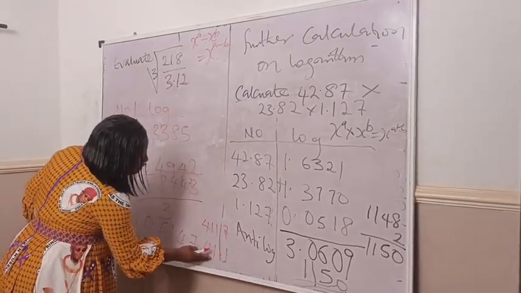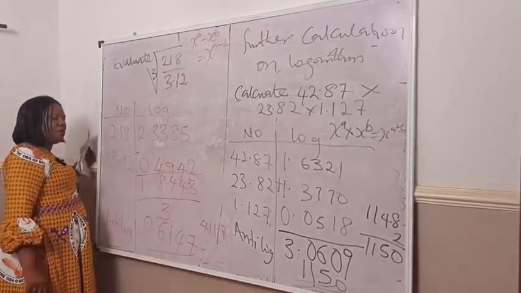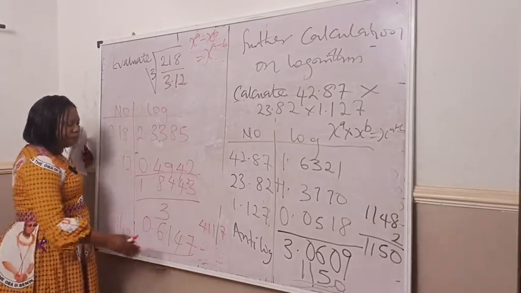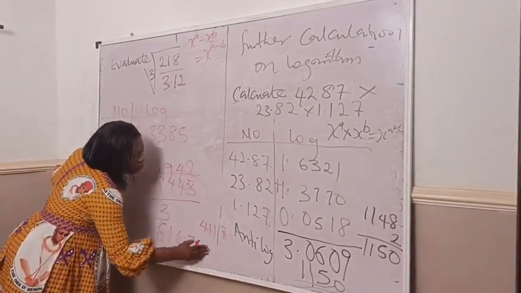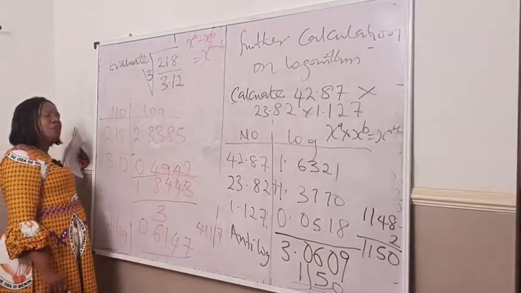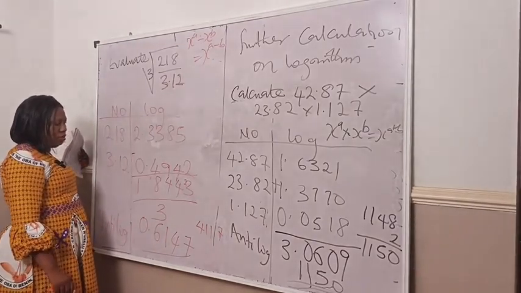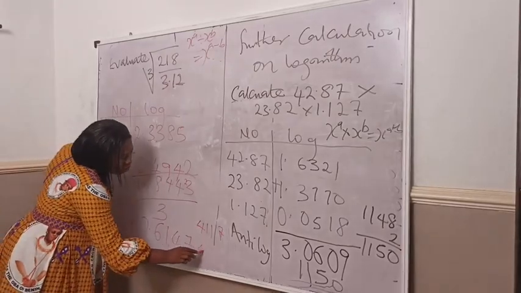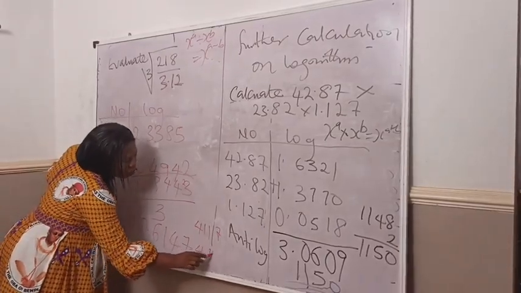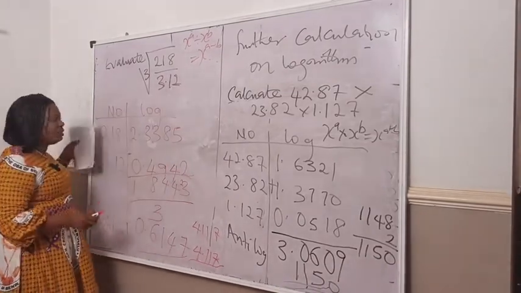So how do we put the point? Cameraman, when the integer is 0 in anti-log, where do you put the point? We have 4.117. So this is our answer, 4.117.